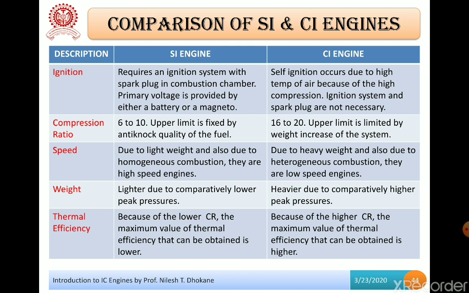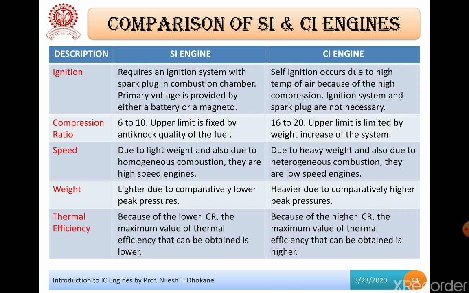Next point of difference is ignition. The SI engine requires an ignition system with a spark plug in the combustion chamber. Primary voltage is provided by either a battery or a magneto in the SI engine. In the CI engine, self-ignition occurs due to the high temperature of air. Because of the high compression, an ignition system and spark plug are not required in the case of the CI engine.